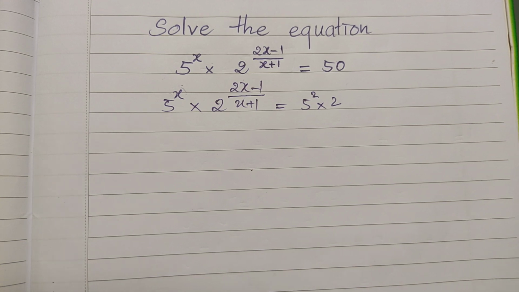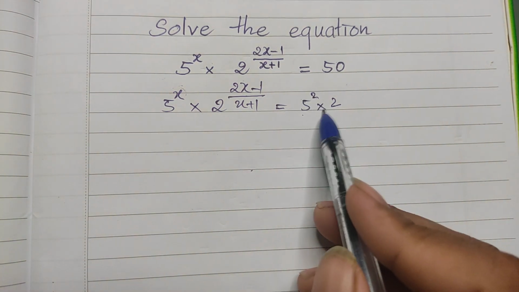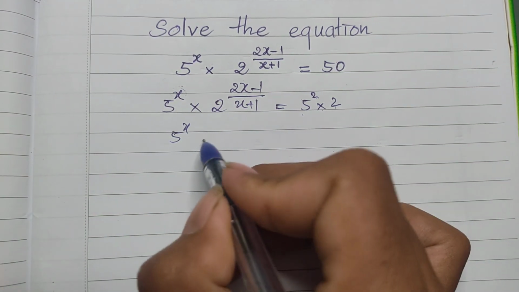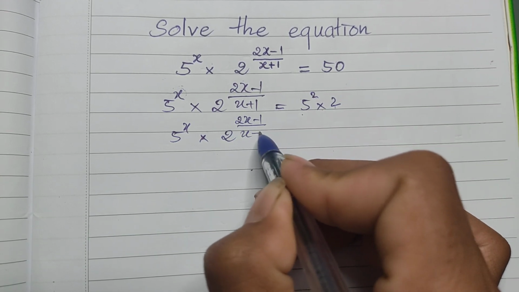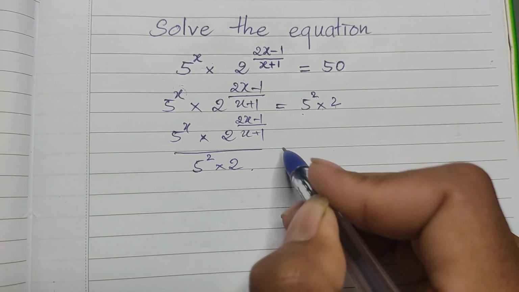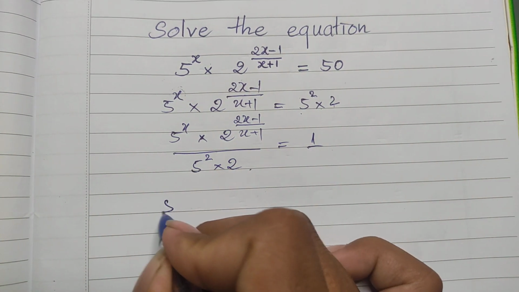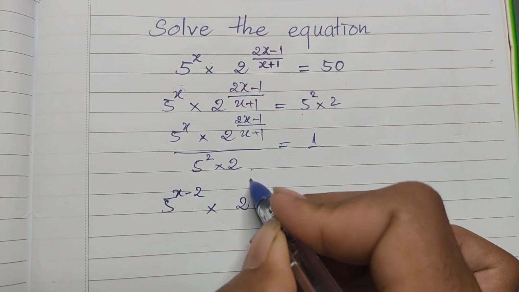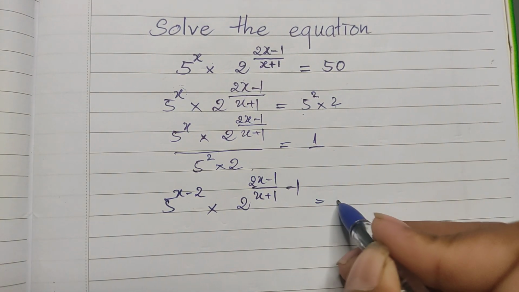So I have one idea. We can divide both sides of this equation by 5 squared multiplied by 2. So I can write 5^8 multiplied by 2^((2h-1)/(h+1)) divided by 5 squared multiplied by 2, equals 1. So now I get 5^(h-2) multiplied by 2^((2h-1)/(h+1) - 1) equals 1.